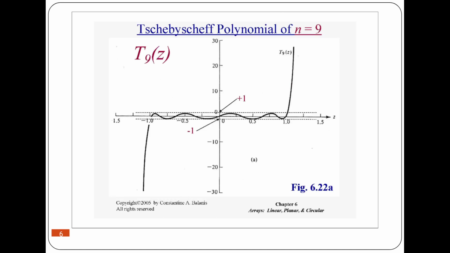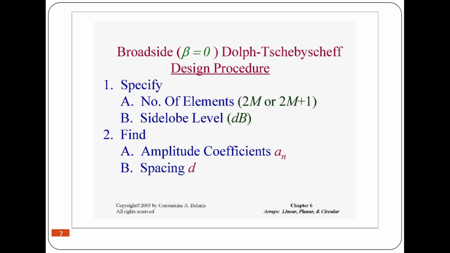Tschebyscheff polynomial for n equal to 9. So when you apply the formula and use this equation, the value will vary. Depending upon the variation, we can check the values. Broadside array, when beta equal to 0, Tschebyscheff design procedure.